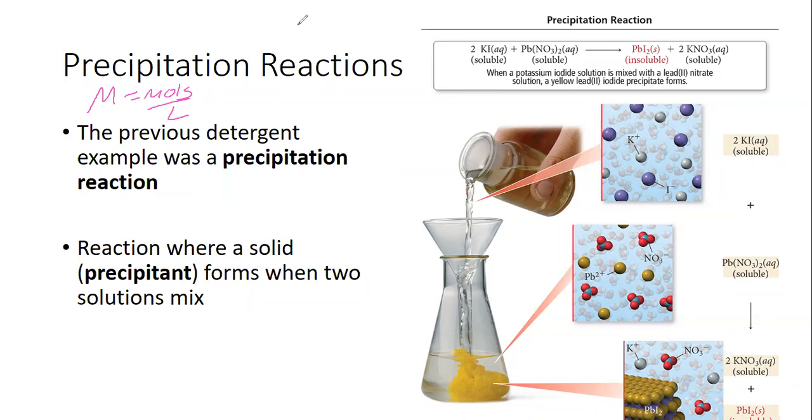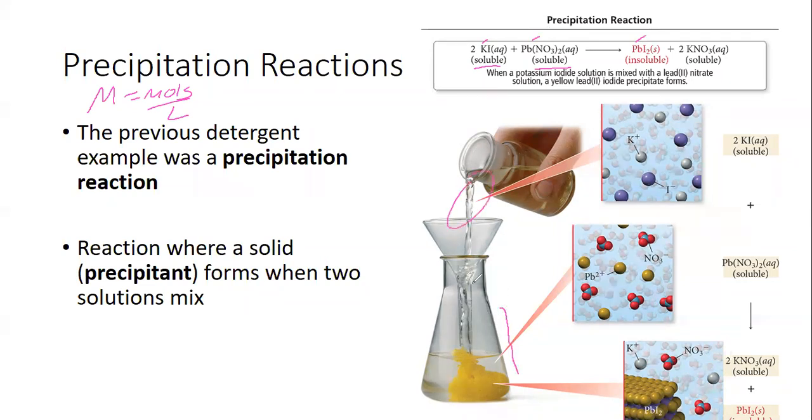And the idea of a precipitation reaction is that you mix two solutions. And in these solutions, you have ionic compounds that are soluble. However, when you mix these, you'll create something that becomes insoluble. So here we have potassium iodide plus lead nitrate. And when they mix, one of the compounds you make is lead iodide. Lead iodide is not soluble in water. And so here's the actual experiment that's going on.